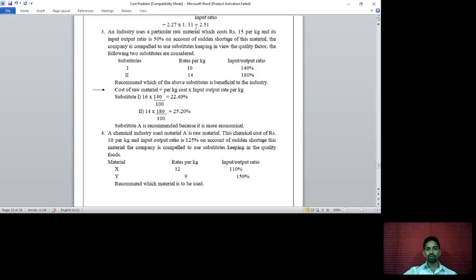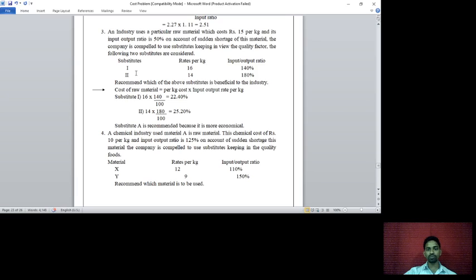Because the material they were using before is not available, there is a shortage. That's why they want to use these substitutes, but they do not understand which is beneficial or which is the economical material for the production purpose.